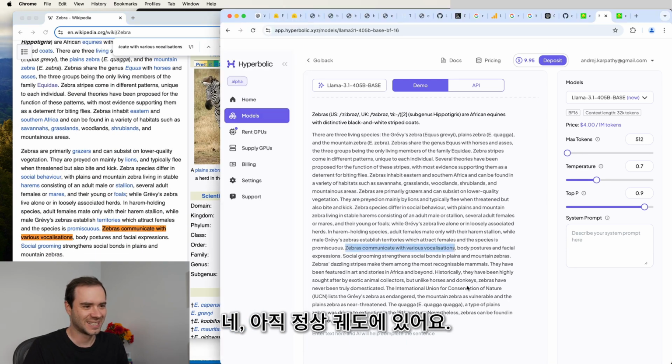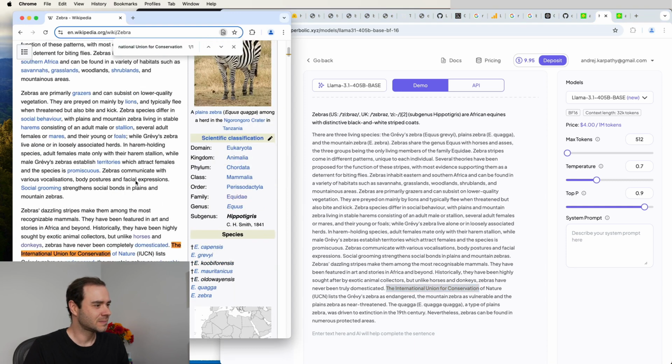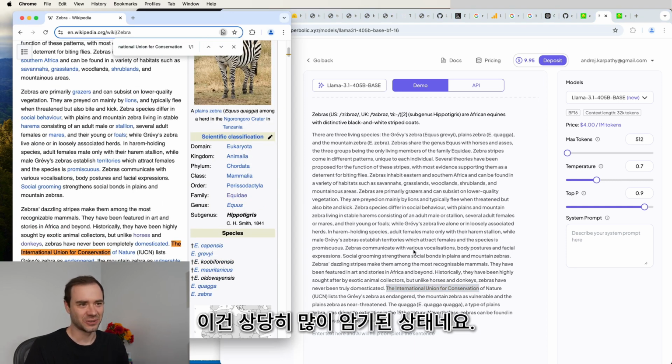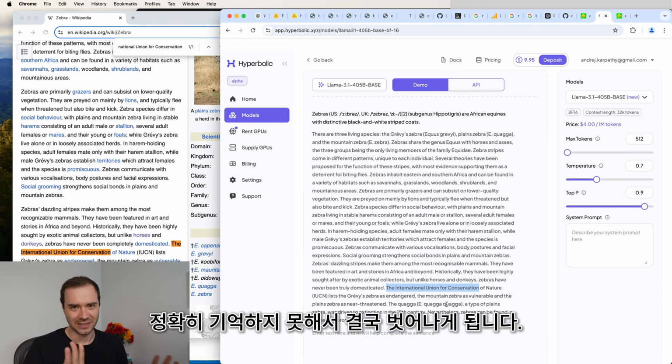Okay, we're still on track. It will eventually stray away. Okay, so this thing is just recited to a very large extent. It will eventually deviate because it won't be able to remember exactly.